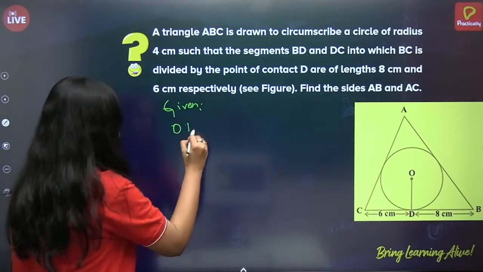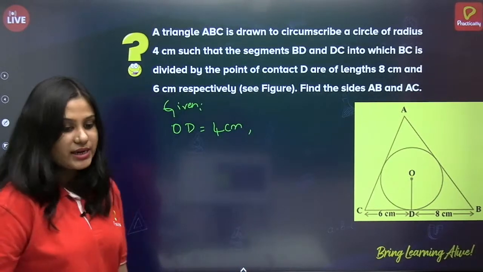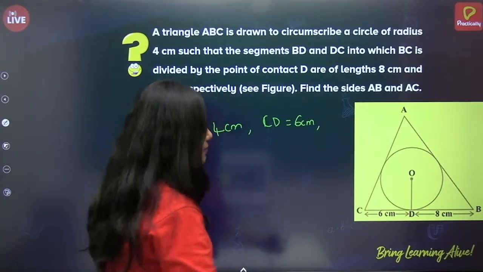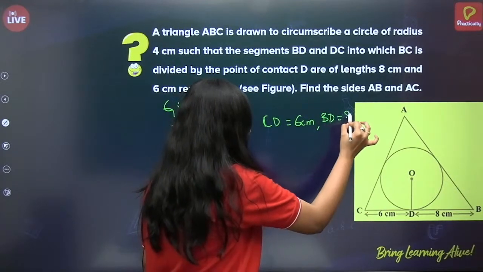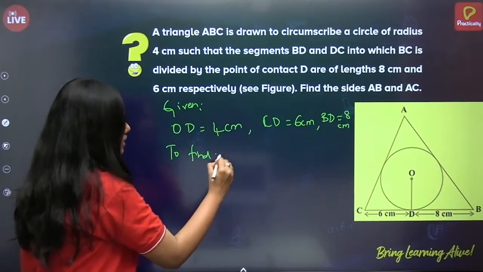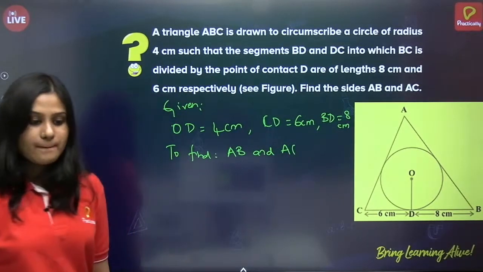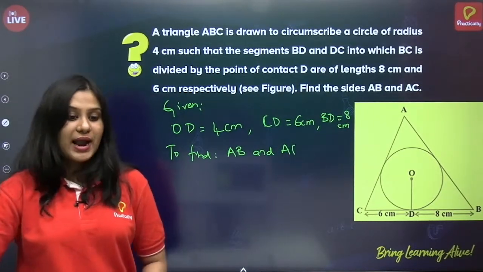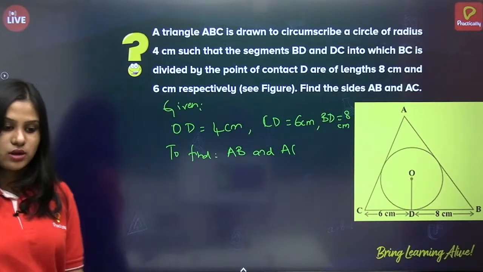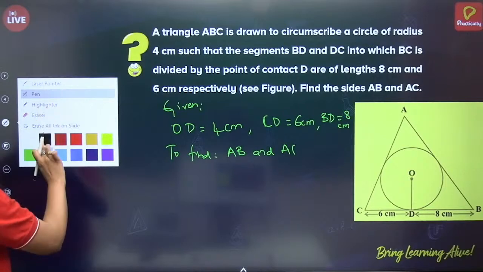OD is equal to 4 centimeters and DC is equal to 6 centimeters, or CD is equal to 6 centimeters and BD is equal to 8 centimeters. And what do we have to find? To find AB and AC. So we have to find the lengths of AB and AC. Okay, so this also you solve and let me know the measure of AB and AC in the comments.